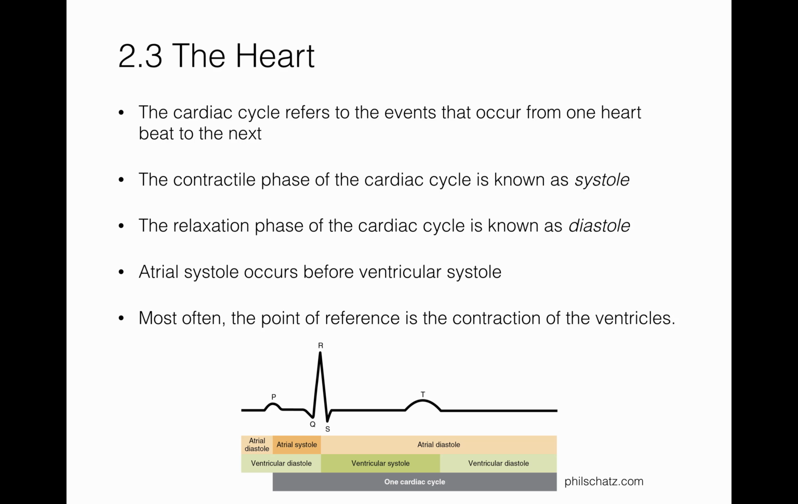The cardiac cycle refers to the events that occur from one heartbeat to the next. In essence, there are two parts to each cardiac cycle. One, the contractile phase of the cardiac cycle, which is known as systole. And two, the relaxation phase of the cardiac cycle, which is known as diastole. The atria and ventricles both have diastolic and systolic phases. Atrial systole occurs before ventricular systole to ensure that blood moves in one direction. Most often when talking about cardiac systole, ventricular contraction, which is a more dynamic event, is the point of reference. So, unless otherwise stated, when talking I'll be referring to ventricular systole.